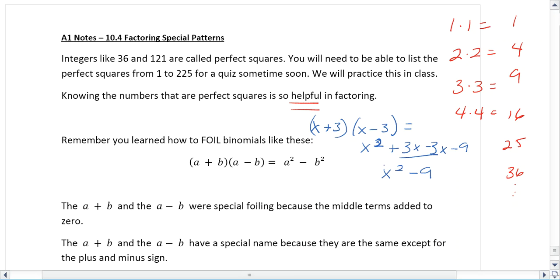Well, what we're going to do with factoring special patterns, we're going to start with this, and then we're going to factor it into its x plus 3 and x minus 3. So we write a binomial times another binomial, where this binomial has a plus sign and this one has a minus sign. And when that happens, that's when they add to 0. They were special, and because they're special, they have a special name. They are called conjugates.